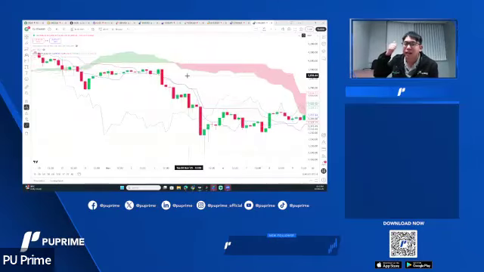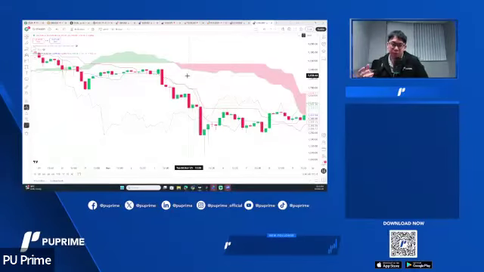Okay, when the cloud is thick, when the cloud has a reversal, meaning from green turn to red or from red turn to green. When the conversion line and the baseline cross, and it also has a second confirmation with the lagging span line, this is a very strong signal for you.